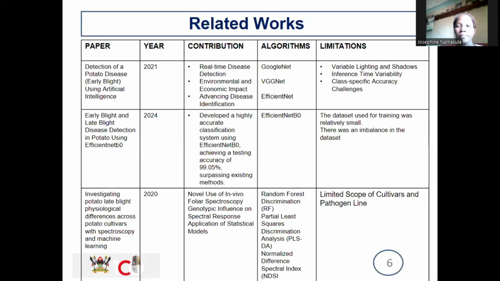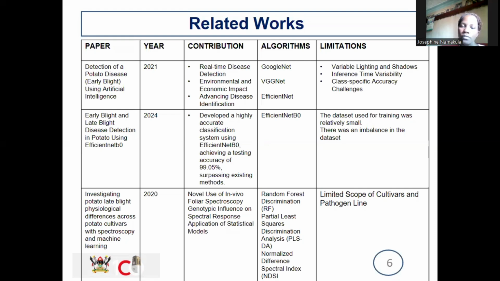Hi everyone, my name is Namakula Josephine. I'm going to start with the literature review. So we reviewed many papers, but one of them is detection of potato disease, which is blight, using artificial intelligence. It was published in 2021.